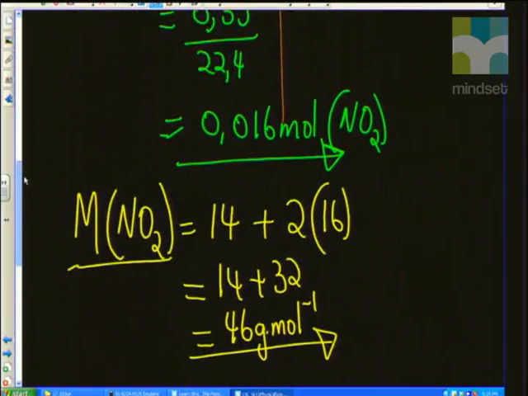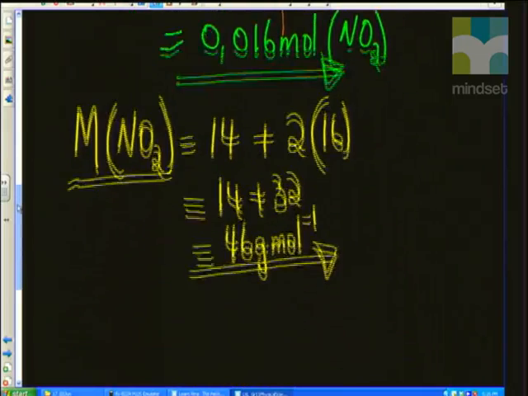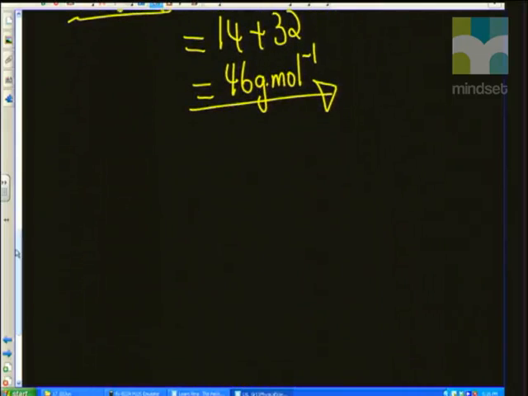With the molar mass of nitrogen dioxide, we can then find what the mass is, because we know the number of moles. Here is the number of moles, 0.016 moles. And we use, of course, that formula: number of moles is given by mass over molar mass.